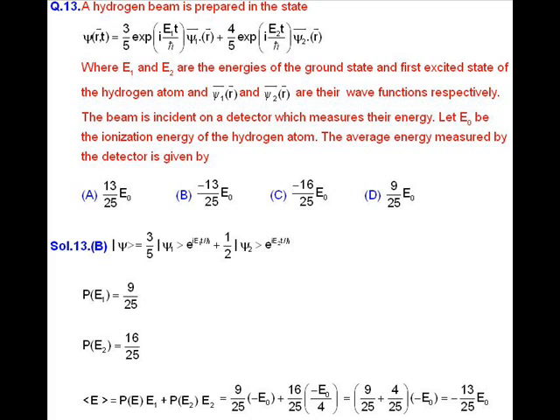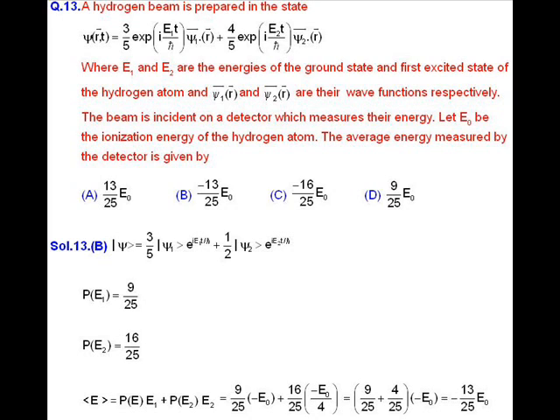Number 13. The wave function for a hydrogen atom is given as wave function psi, a function of position vector r and time t, equals 3 by 5 exponential of iota E1 t upon h cut times psi 1 of r vector plus 4 by 5 exponential of iota E2 t upon h cut psi 2 of r vector, where E1 and E2 are the energies of the ground state and first excited state of the hydrogen atom, and psi 1 and psi 2 are their wave functions respectively. Or psi 1 is the wave function with respect to the ground state and psi 2 is the wave function with respect to the first excited state of the hydrogen atom.